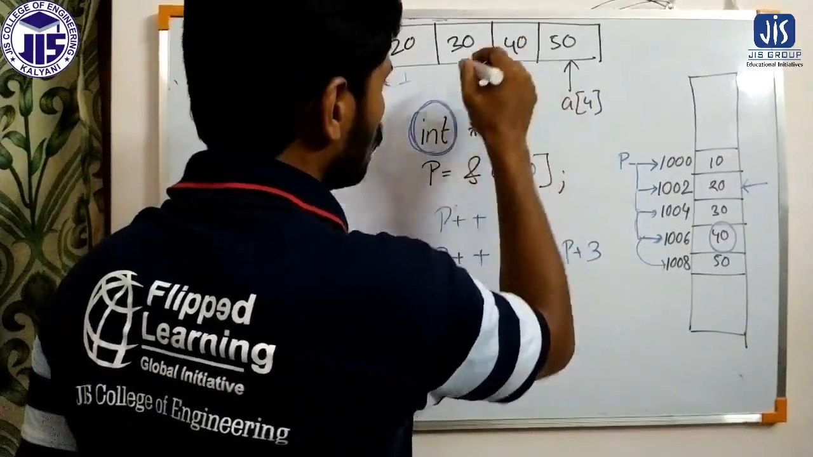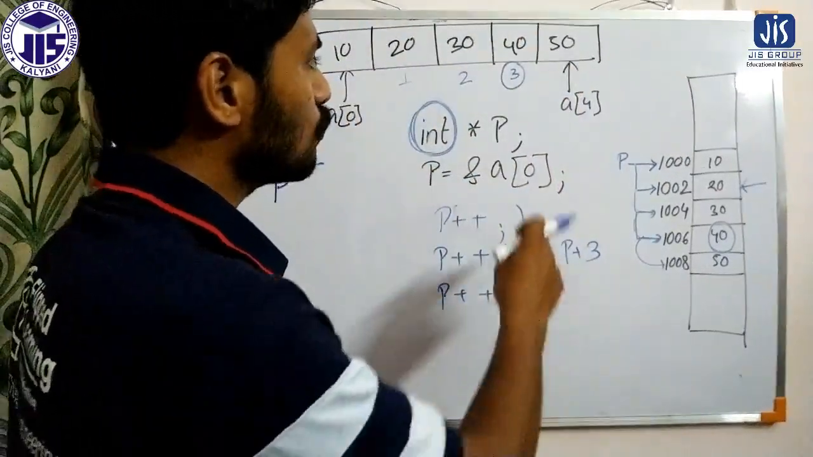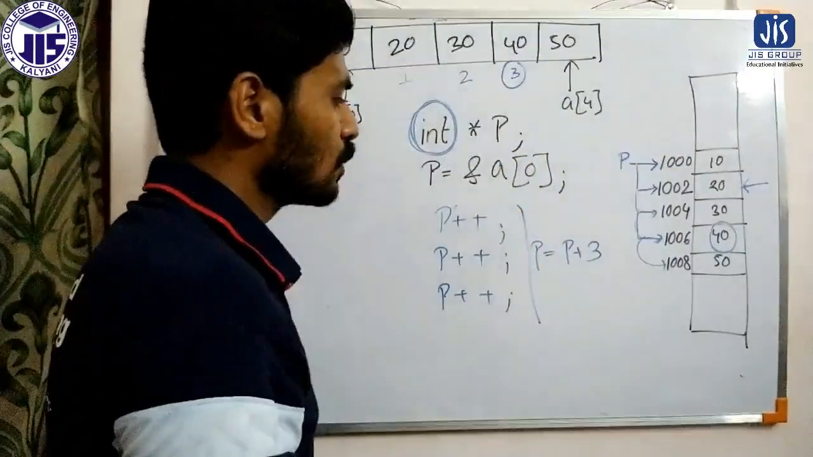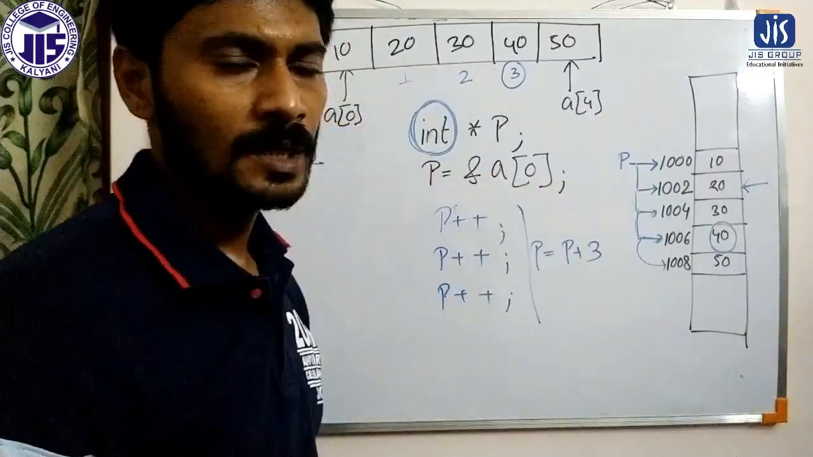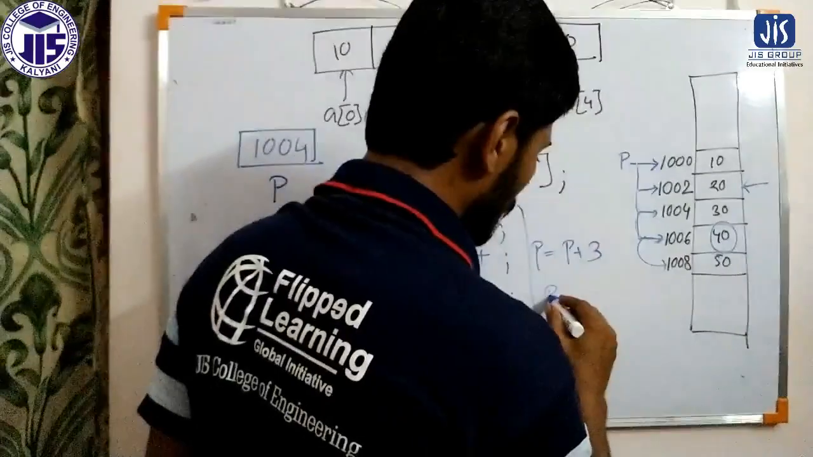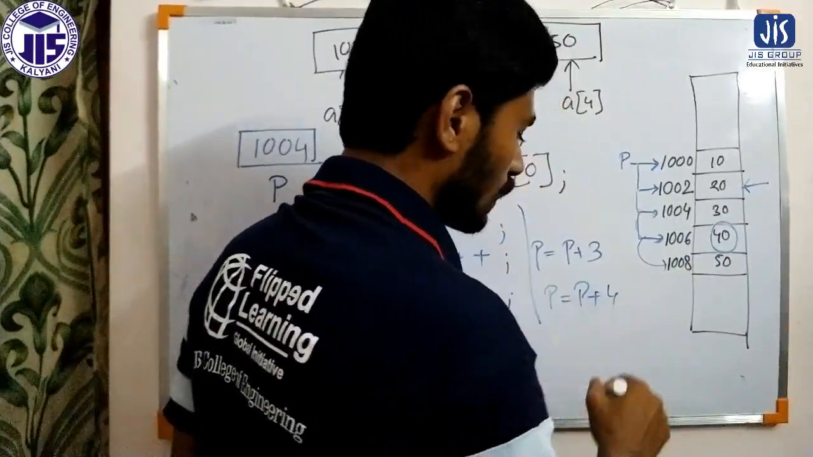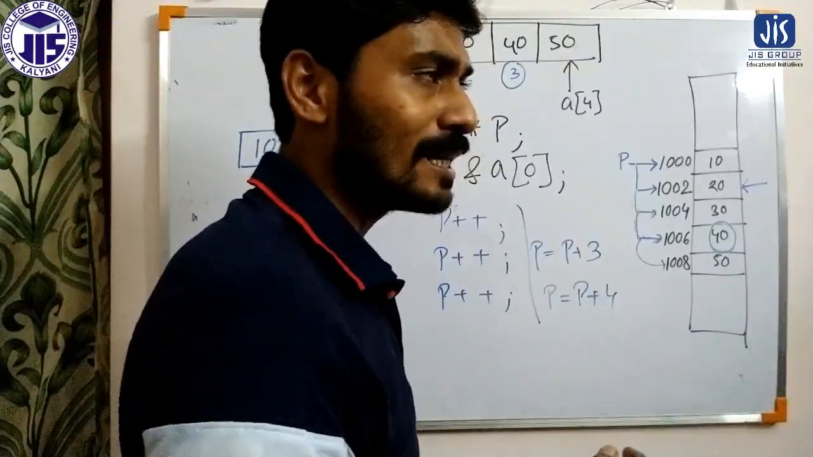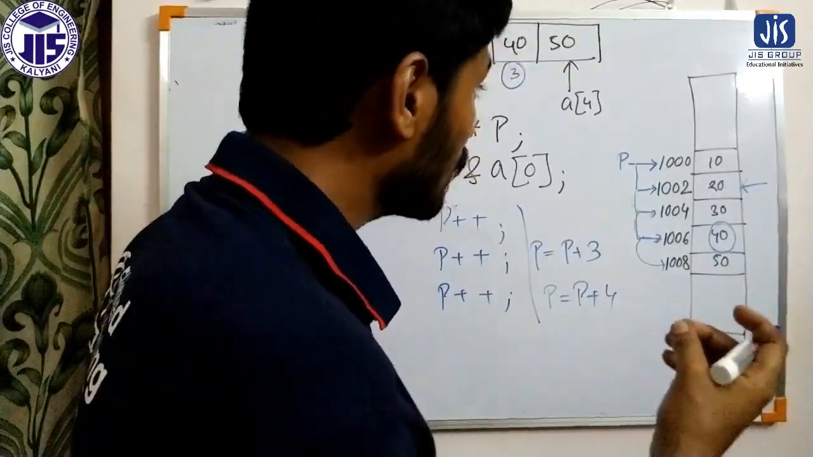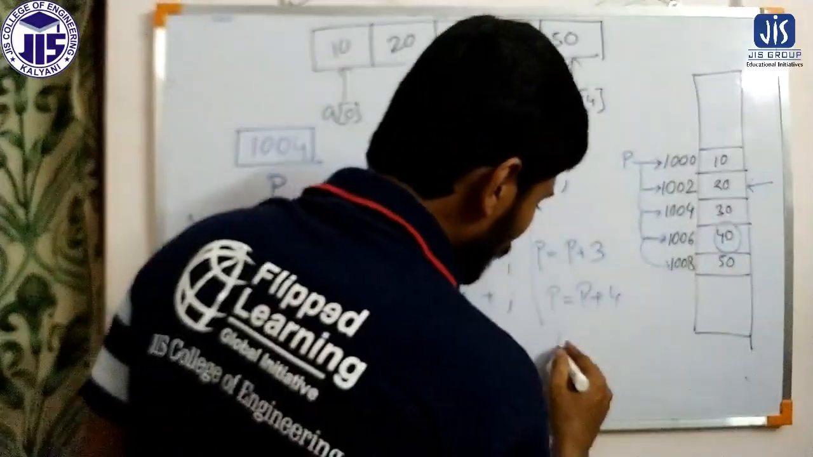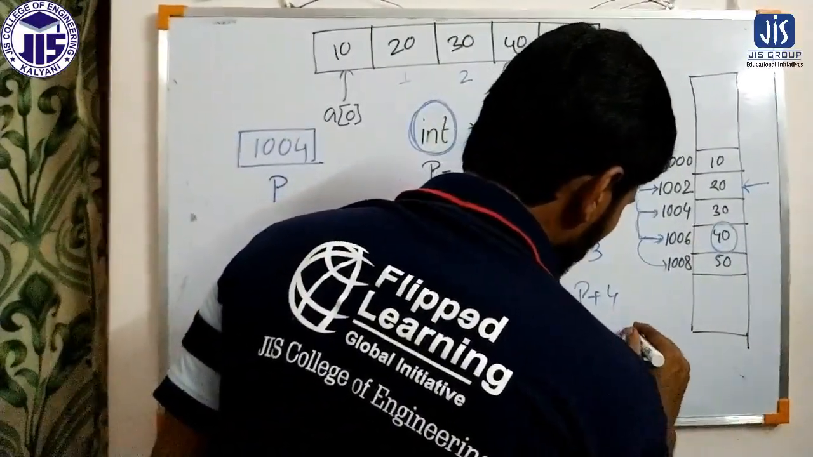So if we want to access the element which is stored at the position 3 of this array, we perform p plus 3. If we want to access the element stored at the 4th position, we will write p equal to p plus 4. If there are 100 elements and we want to access the element at the 25th position, then we write p equal to p plus 25 directly.